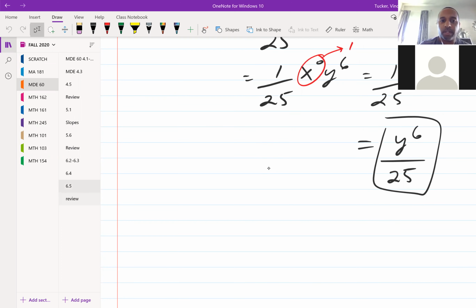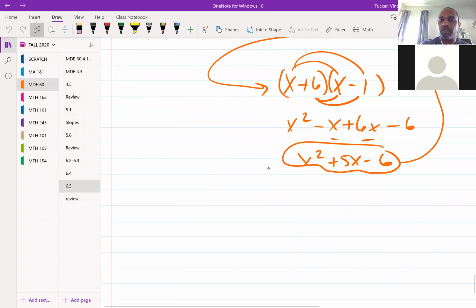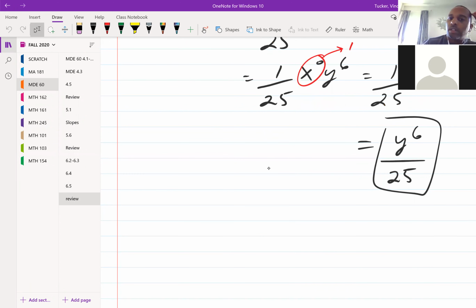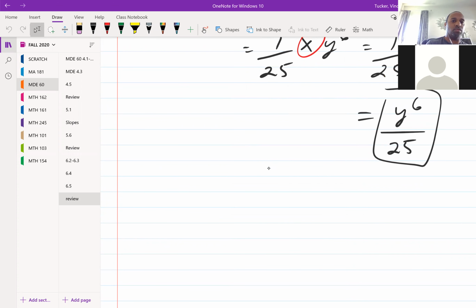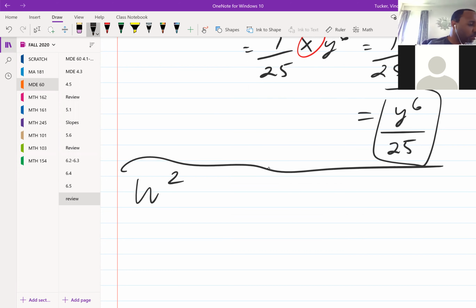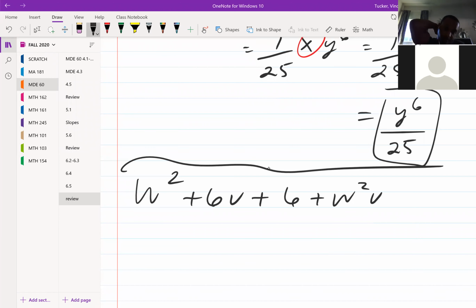All right, last class we did factoring. Just leave it up here. All right, so looking at w squared plus 6v plus 6 plus w squared v.